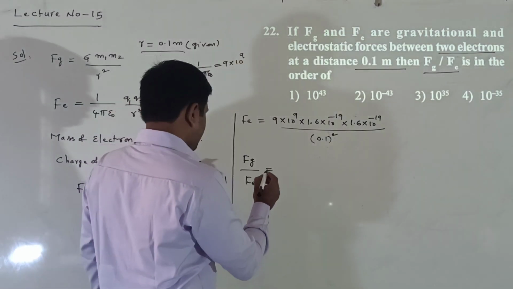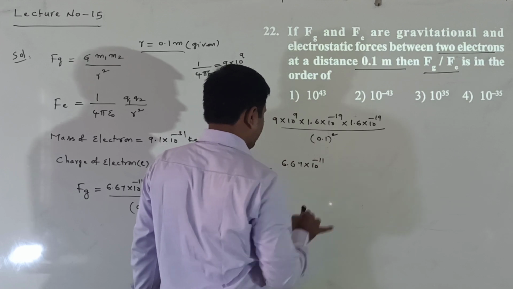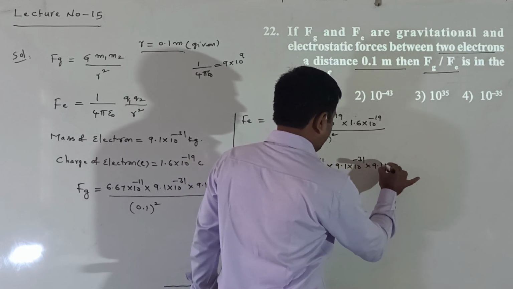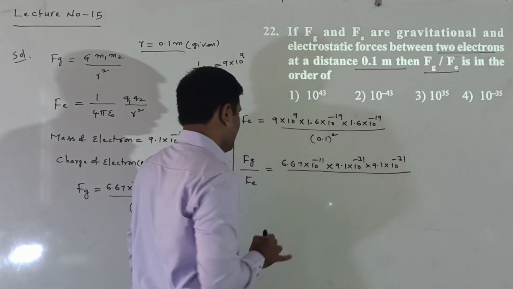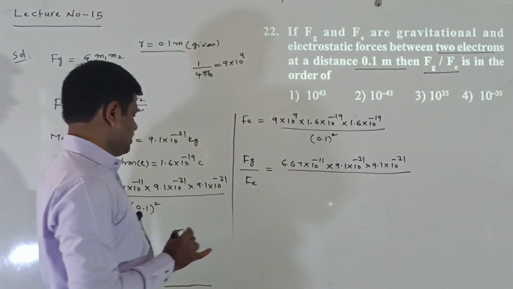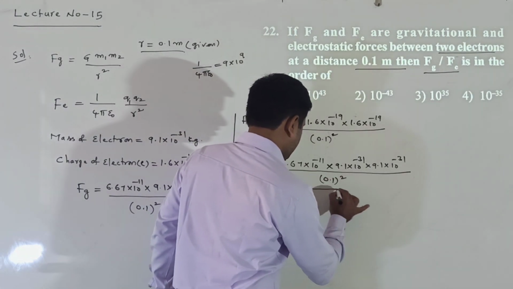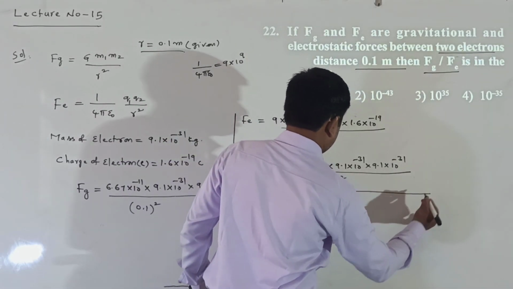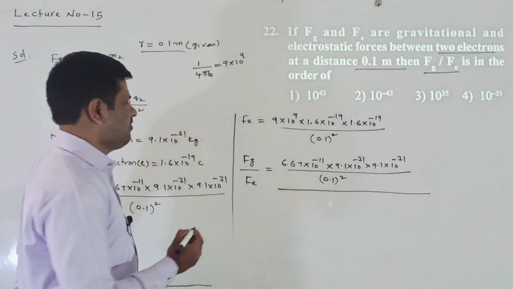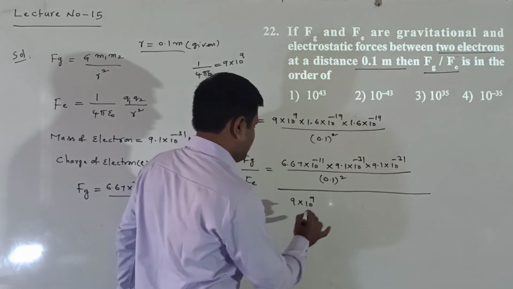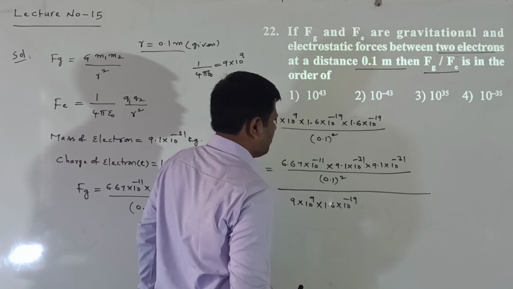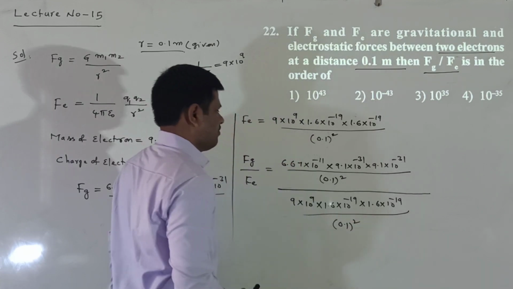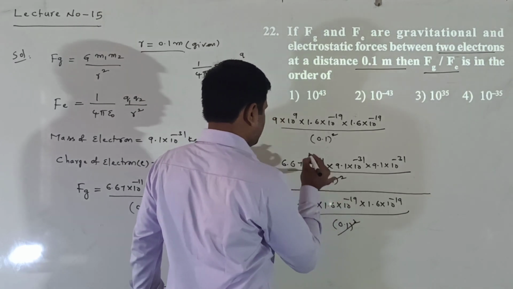Now Fg by Fe means 6.67 × 10^-11 times 9.1 × 10^-31 times 9.1 × 10^-31 divided by 0.1 squared, that is r squared, divided by Fe, which is 9 × 10^9 times 1.6 × 10^-19 times 1.6 × 10^-19 divided by 0.1 squared. The 0.1 squared terms cancel.